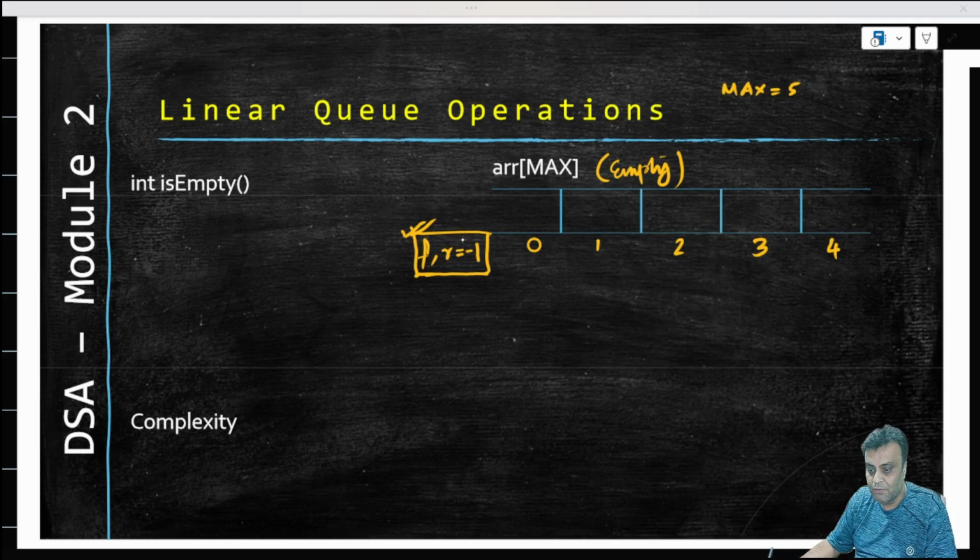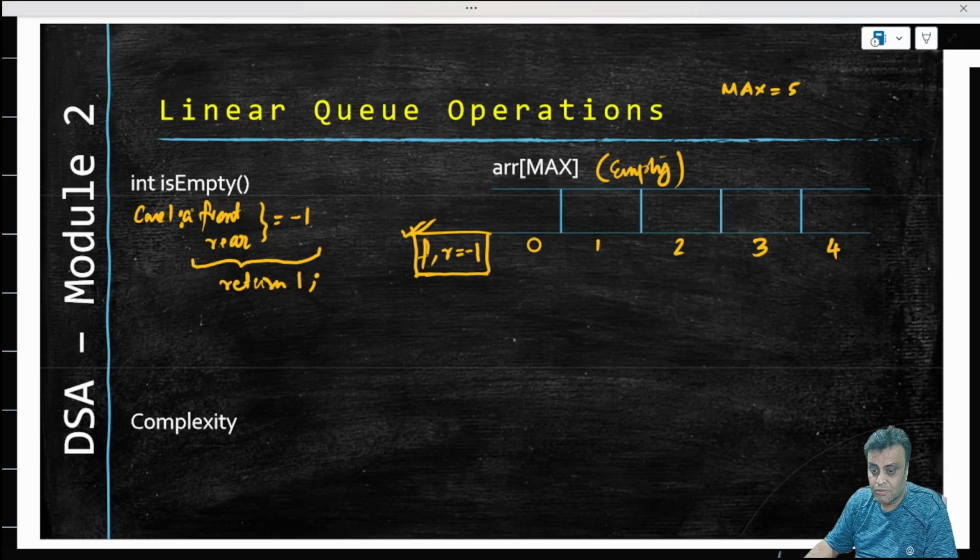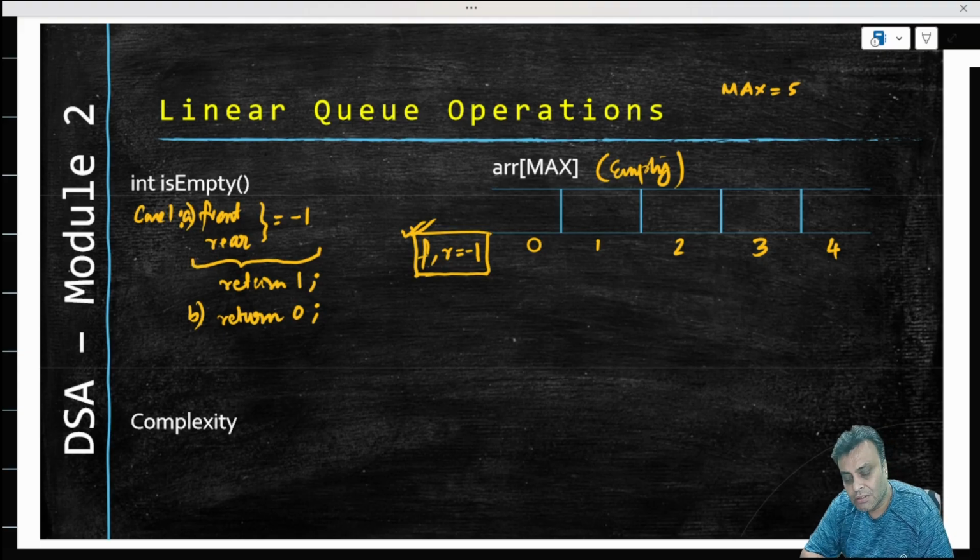Right? So we will therefore need to say that if my front or my rear is equal to -1, then under these two conditions, I will return is empty as, let's say, 1, right? And if they are not, then I will return is empty as 0. And that would be my is empty algorithm, right?